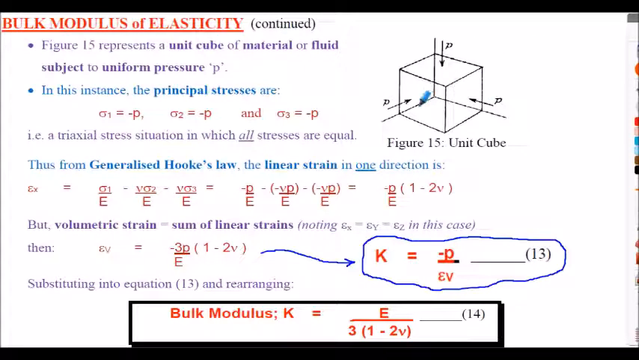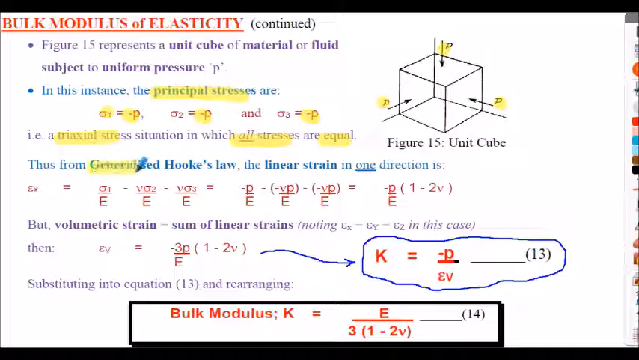If you take this cube again, we've got our hydrostatic pressure applied, same pressure in all directions here. The principal stresses in all directions are basically the negative pressure values. Whatever the pressure applied, the three direct stresses will be negative in that direction. So that's what's called a triaxial stress situation again, but all the stresses are equal in this particular situation.